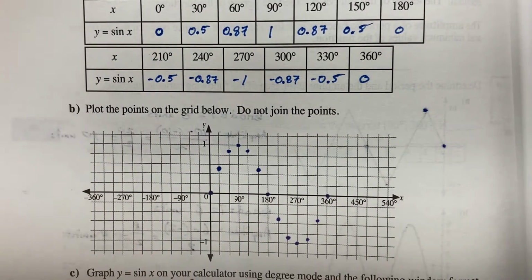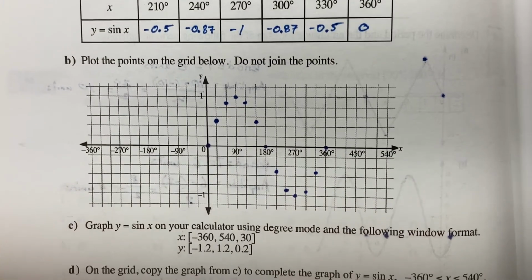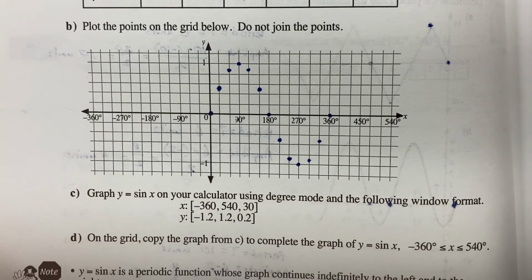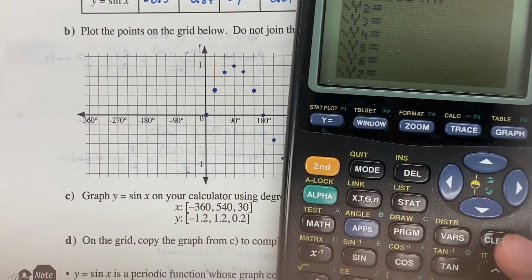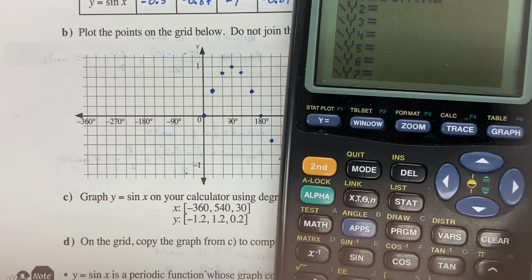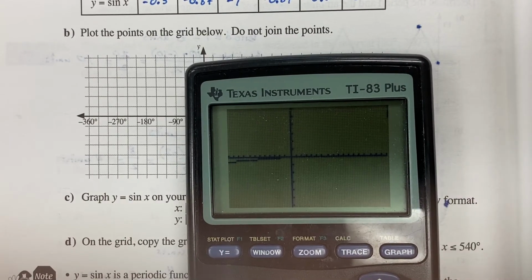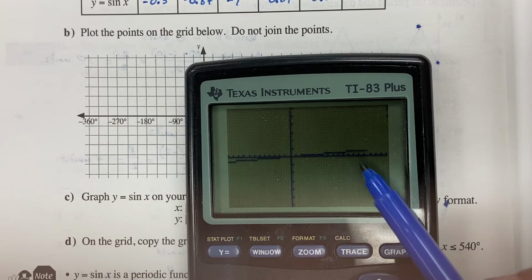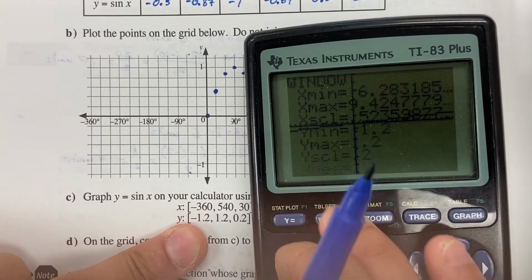Now we want to look at those points, and we're going to graph y equals sine x. If I type in sine x on my graphing calculator and press graph, I'm going to get something that looks like this. However, this is not the correct window settings, so we want to adjust the window settings that were given in this question.